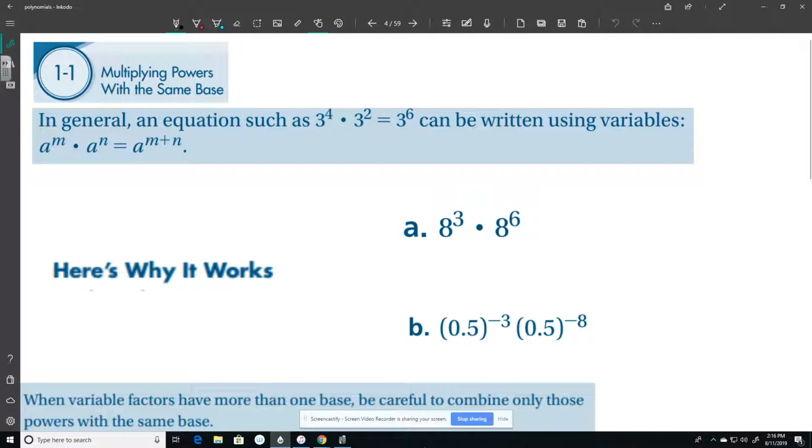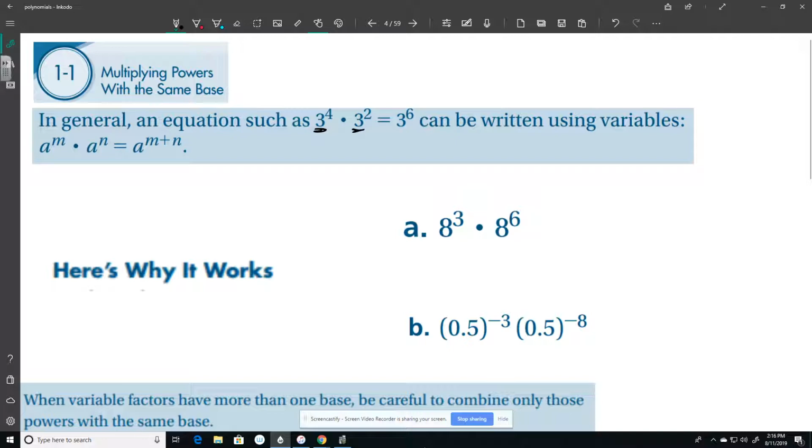So we're talking about multiplying powers with the same base. So just a couple of rules to remind you of. And the first one is an equation such as 3 to the 4th times 3 squared is equal to 3 to the 6th power. We can combine these together when they have the same base. When both of these have a 3 in front of them, we can combine those together into 3 to the 6th.